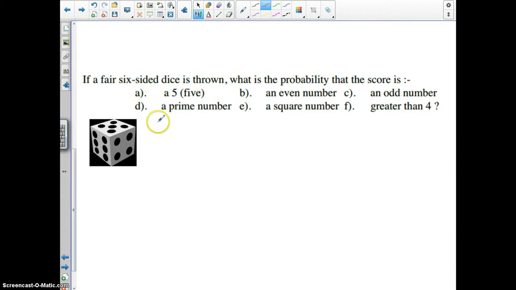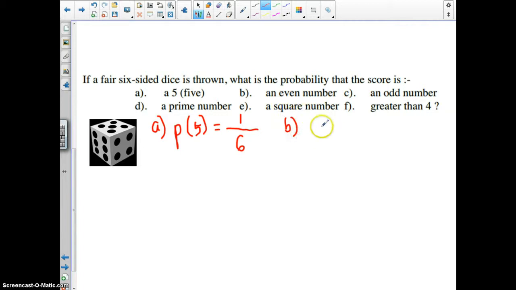So for question A, if we try to answer that, what is the probability that the outcome is 5? Okay, so if you think about a dice, how many 5s do you see there? Well, you only see one 5 over there out of how many numbers, which is 6, because there are numbers from 1 to 6. Alright, so that's the final answer. The probability that you will roll a 5 is 1/6.